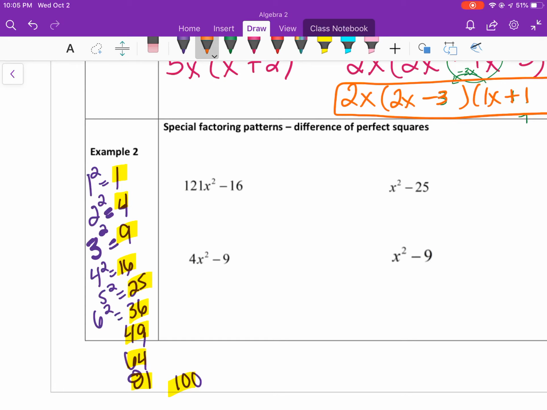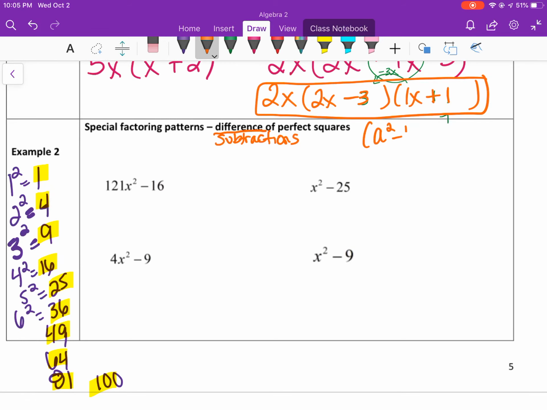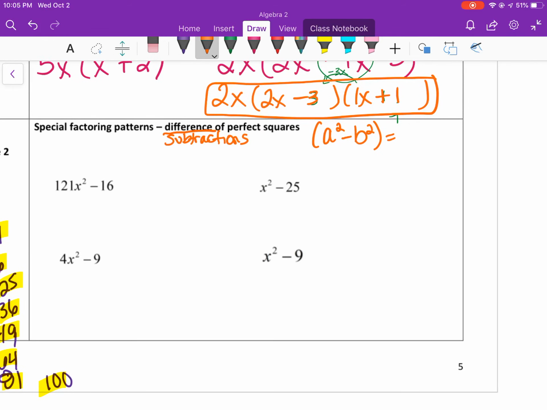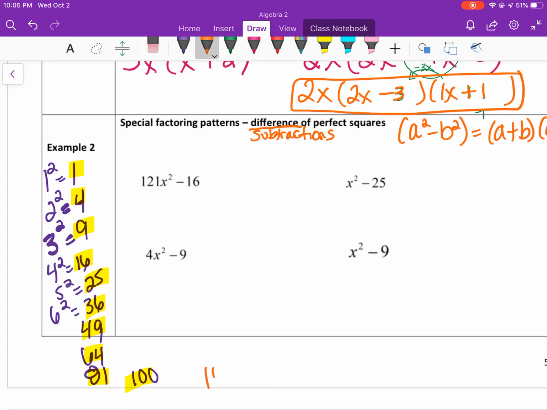So when you have the difference, so that means subtraction, of two perfect squares, it always factors like this. So if you have a squared minus b squared, so two perfect squares, it'll factor to a plus b and a minus b. So like this one, 121, I didn't go up that high, but 11 squared is 121. 12 squared is 144. So you're going to want to memorize at least up to probably 10 squared, 11, or 12 squared, so that you can recognize these easily. So 121 is 11 squared and x squared, and 16 is a perfect square too. So this one's going to factor to 11x plus 4 and 11x minus 4.